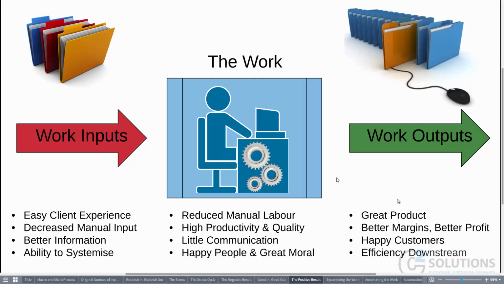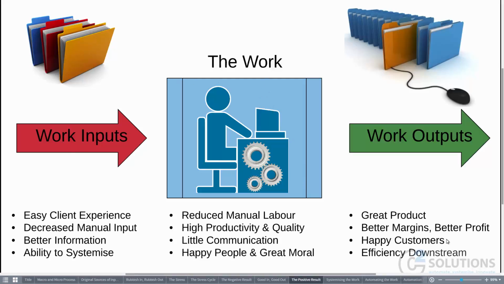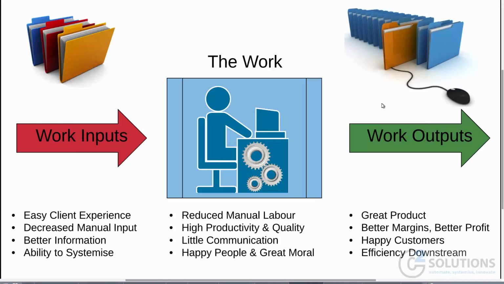There's better margins and better profit because you've reduced all the overheads that occur in here. Happier customers, they get better support, better product, less failures, all those types of things. And there's an efficiency downstream because of the person where this work is going to, their inputs are more structured. So if you're in a team, someone's outputting work, the person downstream has more efficiency because their inputs are better organized.